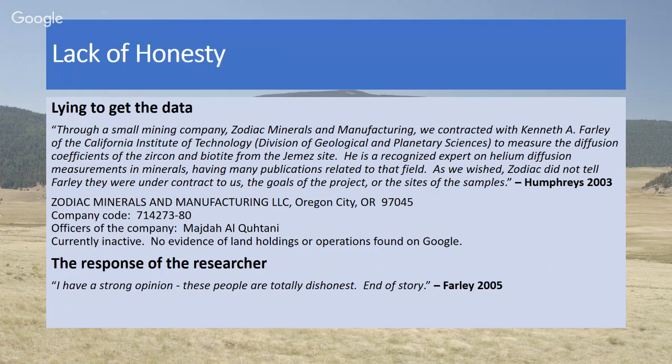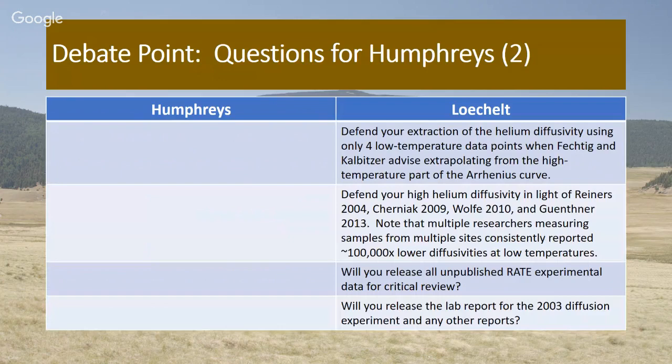Okay, so I have a few questions to ask Humphreys. He was unable to join us today, but said he would be following these presentations and giving his responses by email. So I'm going to line item my questions. First one is defend your extraction of the helium diffusivity using only 4 low temperature data points, when Fedek and Koblitzer advised extrapolating from the high temperature part of the curve. And then also defend the high helium diffusivity in light of all the other researchers, who report diffusivity is over a factor of 100,000 lower.